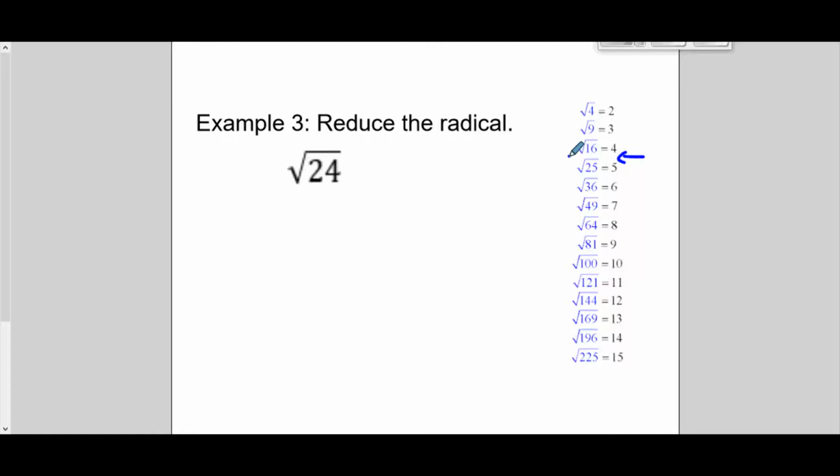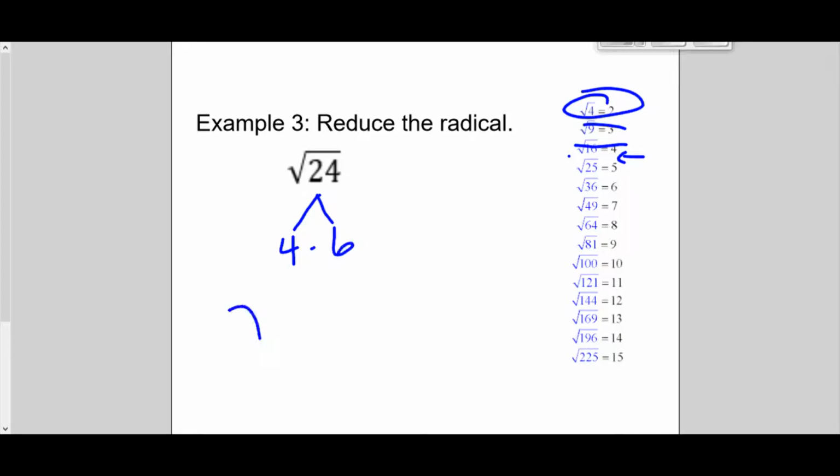16 would go into 24, but not evenly, because there would be some type of remainder there. So I'm not going to choose the square root of 16. Again, 9 into 24 wouldn't go in evenly, so I'm not going to choose 9 either. I'm going to use the square root of 4, because 4 goes into 24 evenly. If I divide 24 by 4, I get 6. So I'm going to rewrite this as 4 times 6.